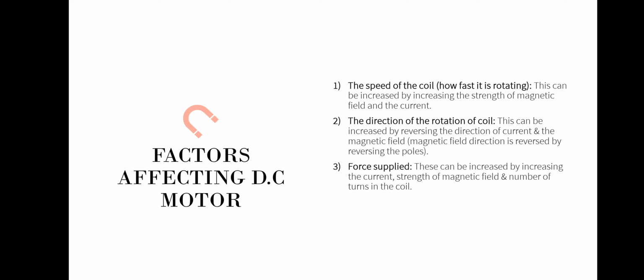Next is factors affecting DC motor. Now there are 3 factors. The first one is speed of the coil, how fast it is rotating. Now you can increase the speed of the coil by increasing the strength of the magnetic field and the current. Next is the direction of the rotation of the coil. This can be reversed by reversing the direction of the current or the magnetic field. And lastly, force supplied. Now you can increase this by increasing the current, the strength of the magnetic field, and the number of turns in the coil.